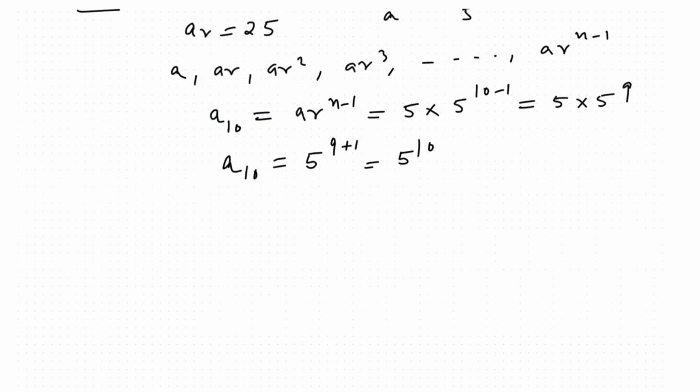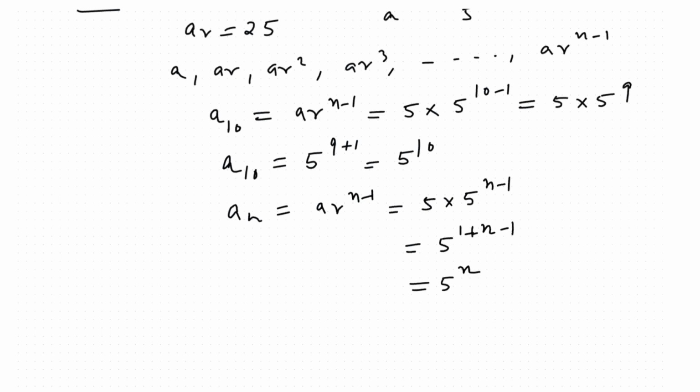Okay. So let us now see what was asked. We were also asked an. So an would be a r^(n-1). So what will I get? 5 times 5 raised to the power n minus 1. So it will be 5 to the power 1 plus n minus 1. So I will get an as 5 to the power n. So this is how we can solve. Let us try to do one more question.